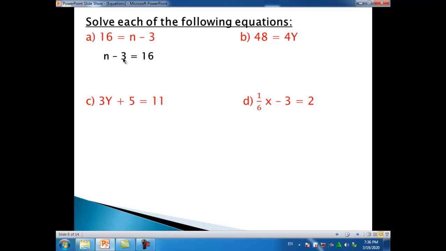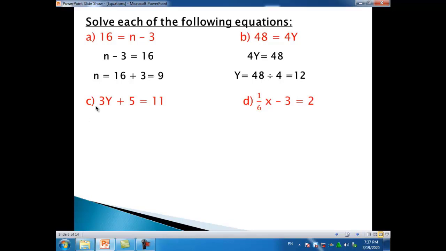As usual, let 3 go to the other side with, for sure, yes, plus. So n will be 16 plus 3 equals 19. Letter B, 48 equals 4y. Now, yes, it's not the ordinary equation that we know. Just change its order. It will be, yes, 4y equals 48. The 4 goes to the other side with division. Yes, y equals 48 divided by 4 equals 12.